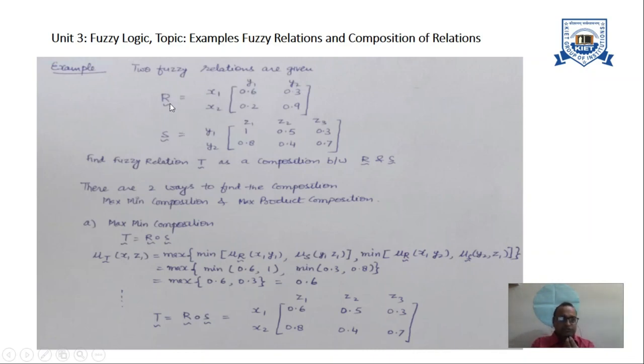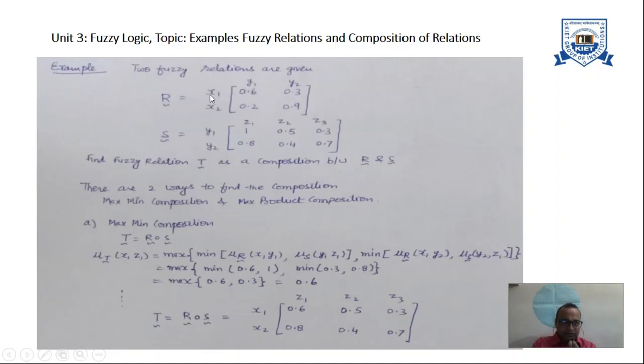This composition can be done with the help of two methodologies. One is the max-min composition, another is the max product composition. Now we are making the fuzzy relation, and we are calling the composition the T composition. So fuzzy relation T will be achieved by doing the composition of fuzzy relation R with fuzzy relation S. Here we are doing the max-min composition.